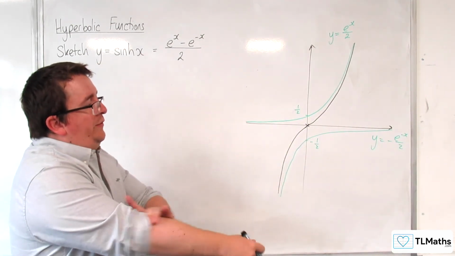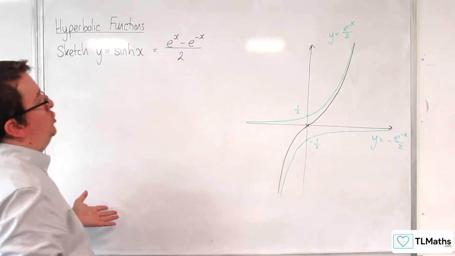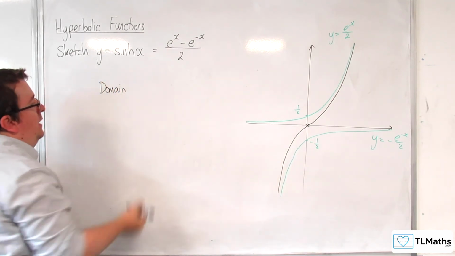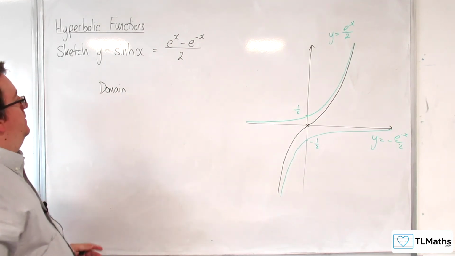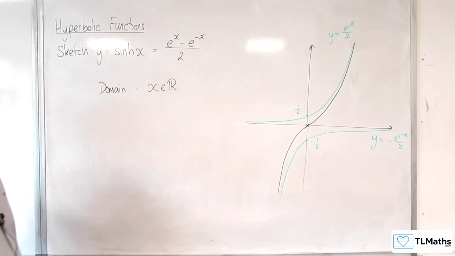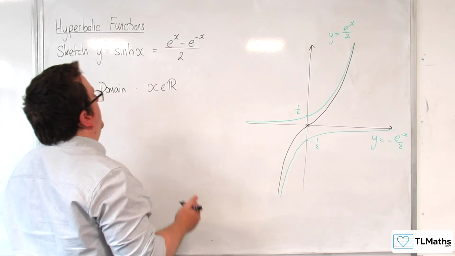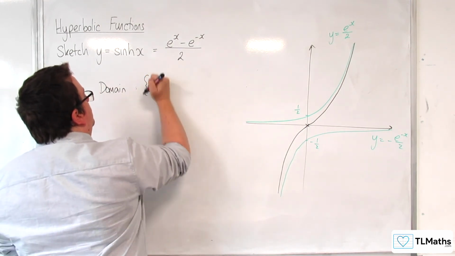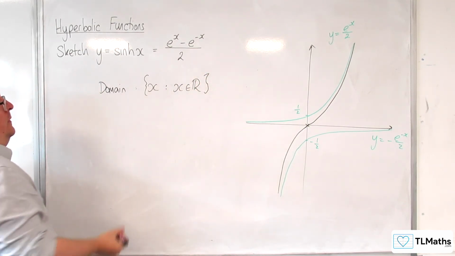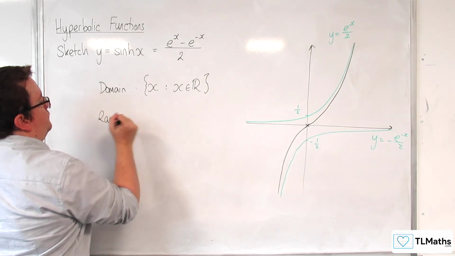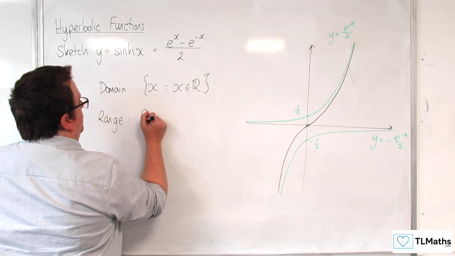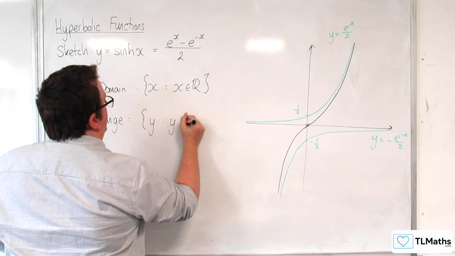So, what can we say then for the domain and range of sinh? Well, its domain allows for any real number. Okay? So, x belongs to the real numbers. And, of course, we could write that in set notation if we wanted to. Like so. And the range, well, it can reach any real value. So y belongs to the real numbers.